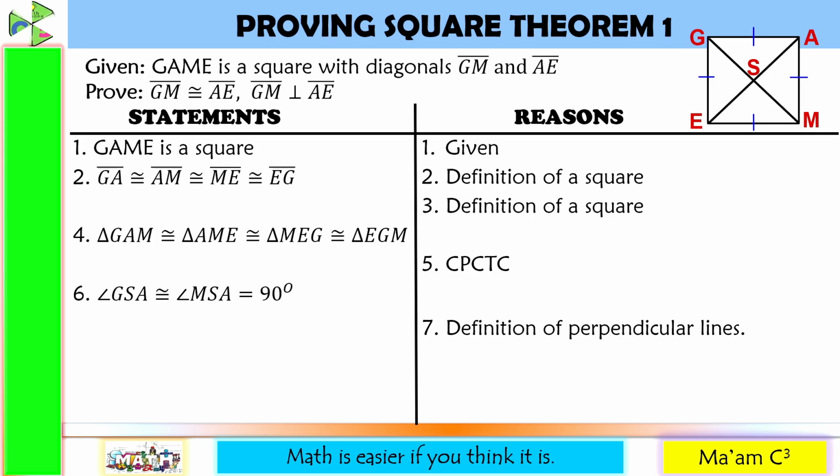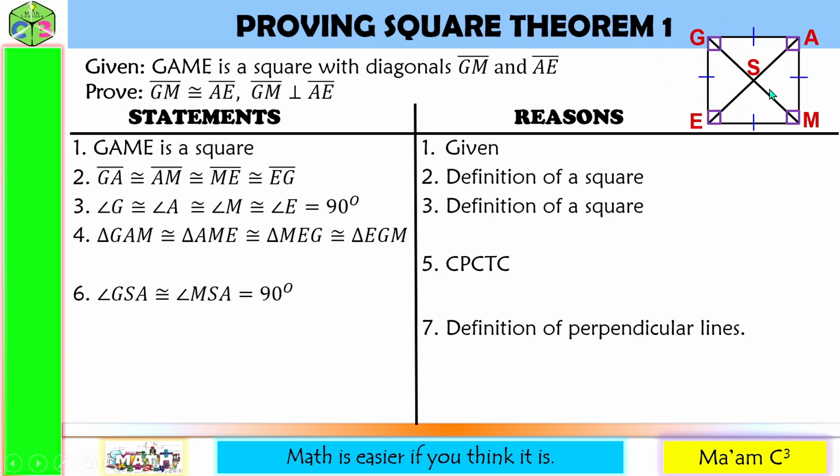All sides are congruent. Another definition of a square, from a rectangle, is that all angles are congruent and are equal to 90 degrees. So that means angle G is congruent with angle A, angle M, and angle E, and all measure 90 degrees. Now, the next statement is that triangle GAM is congruent with triangle AME, congruent with triangle MEG, and congruent with triangle EGM. And what would be the possible reason for that?